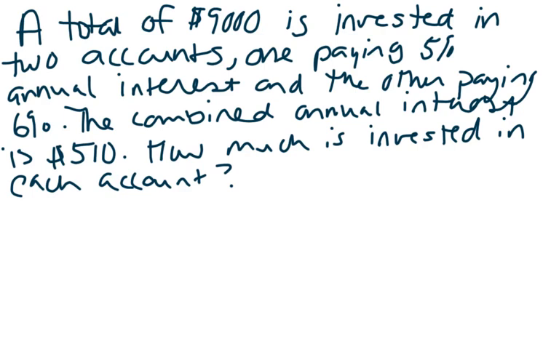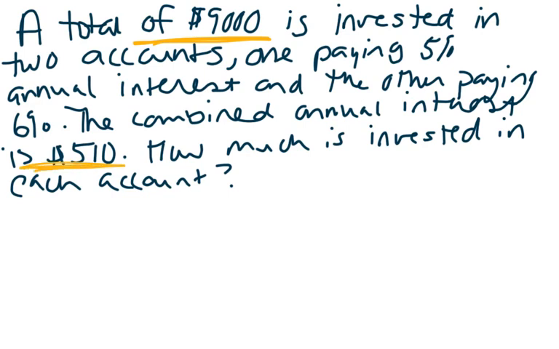Okay, so a total of $9,000 is invested in two accounts, one paying 5% annual interest and the other paying 6%. The combined annual interest is $510. How much is invested in each account? So there are actually two relationships at play here. One is the total amount of money, and the other is the amount of interest.